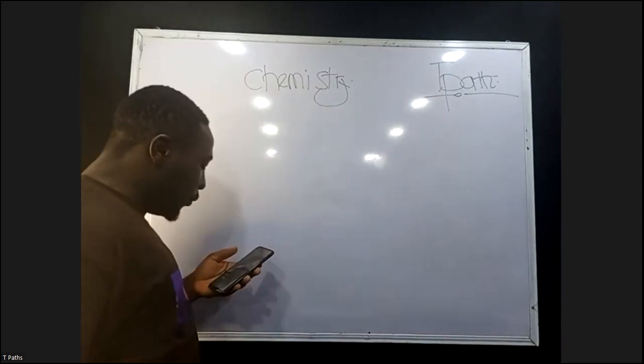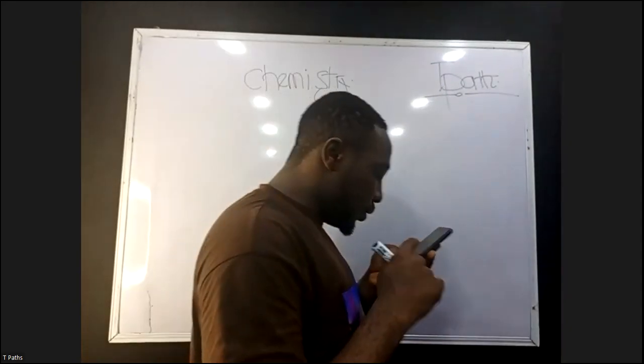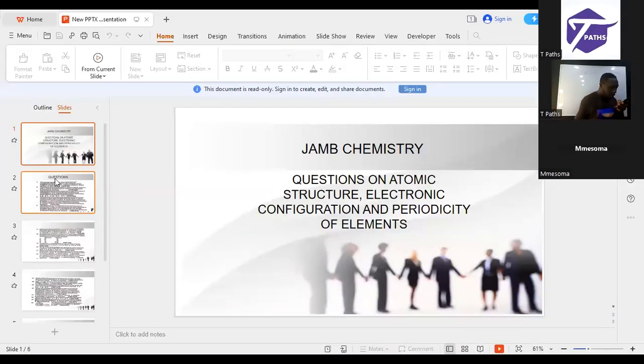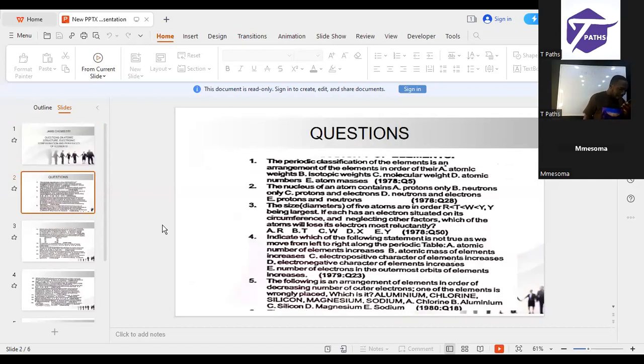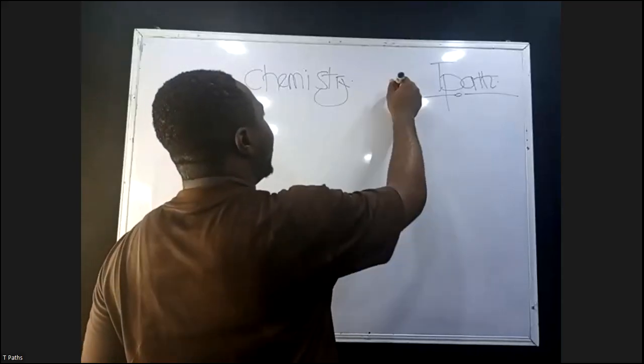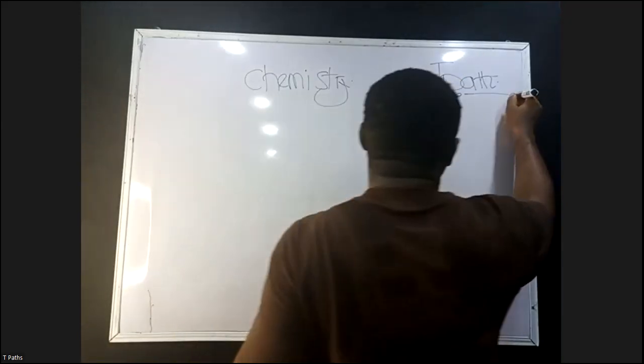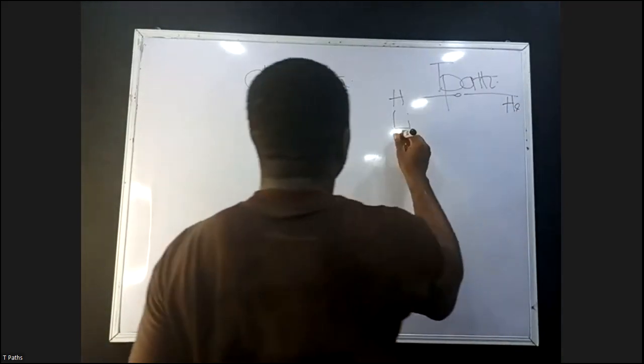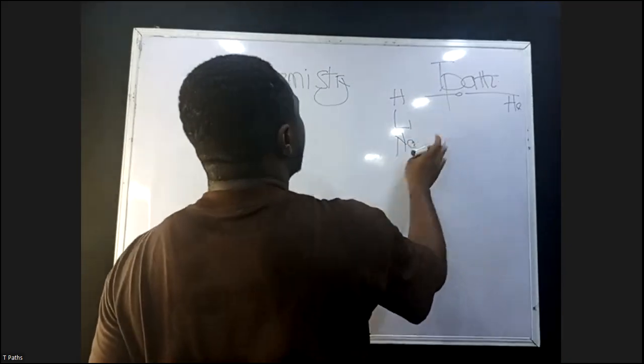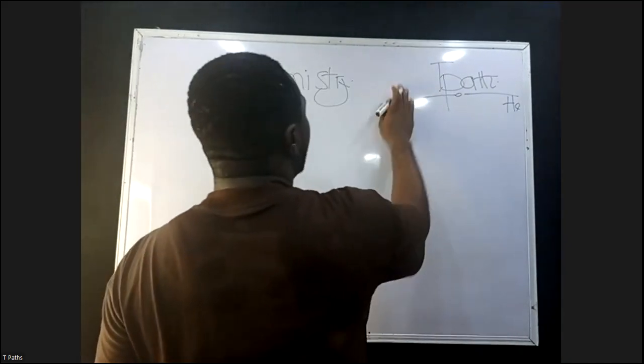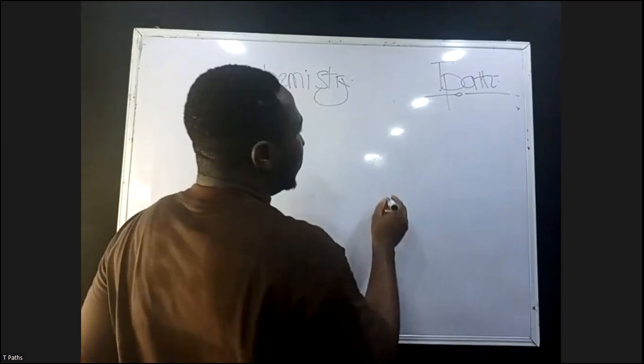The first question: the periodic classification of the elements is an arrangement of the elements in order of their what? Now you need to know something. Look at the periodic table, starting from hydrogen, with helium at the far end, then lithium, potassium. Let us draw a rough sketch of it here.